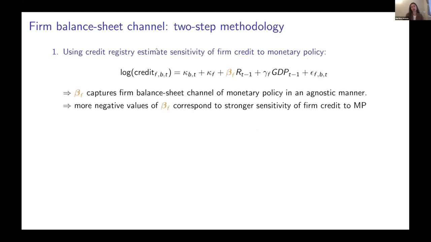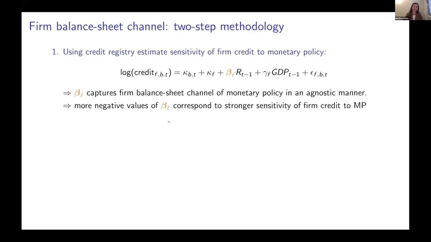We go back to our credit registry data and run the following regressions. Specifically, we are interested in this sensitivity to monetary policy changes, and we are capturing it in an agnostic way. We are trying to estimate this coefficient beta, where more negative values of beta should correspond with firms having a stronger sensitivity to monetary policy. While we are trying to be agnostic, we check for the correlation of this beta with other firm characteristics, and we actually find that small and young firms are more sensitive to monetary policy. In the paper, we document the correlation of this beta to some specific observables, but for the main part, we keep this agnostic.